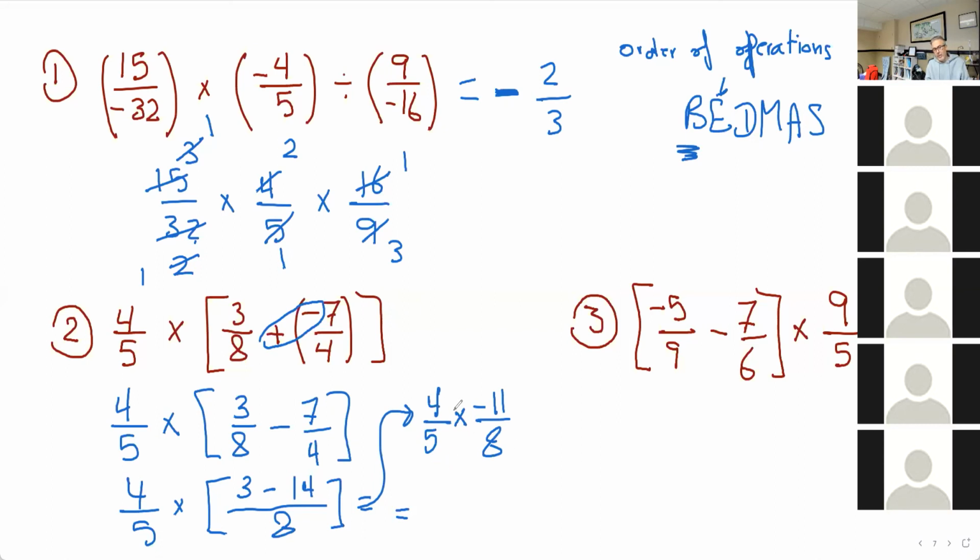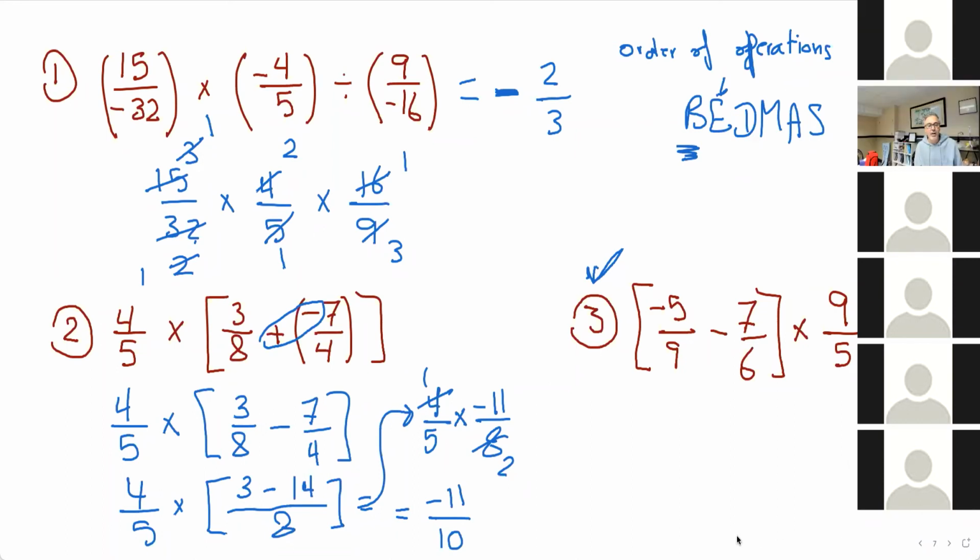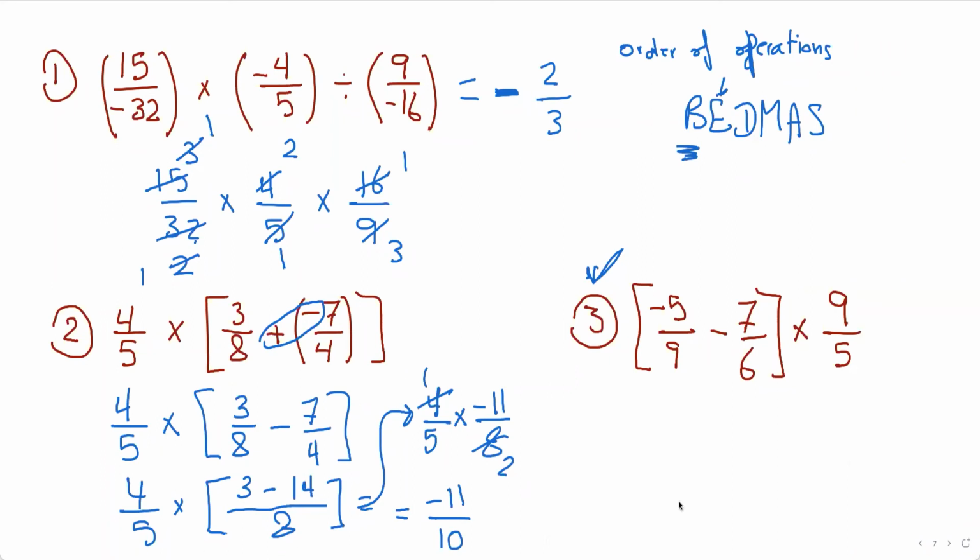No, but we can reduce this way. 4 goes into itself once, it goes into 8 twice. So this 1 times negative 11 gives me negative 11, 5 times 2 gives me 10. And that's the answer. Yeah. So this question here is your homework. So I'm just gonna keep on going to the next page, and that's gonna be the last page. And then I'm gonna open the floor to the questions. Okay.